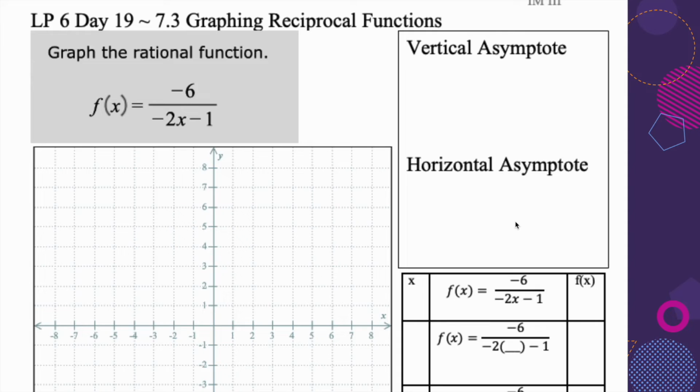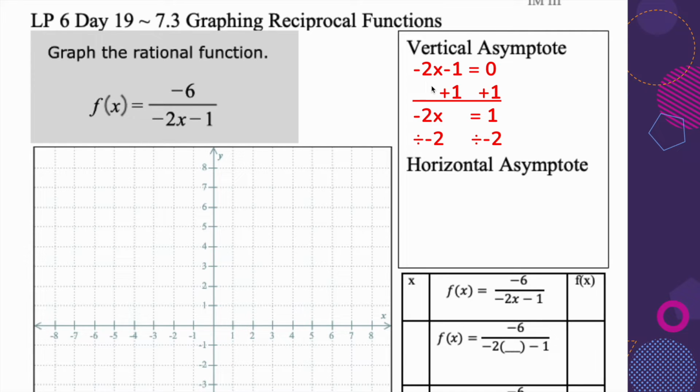Okay, so we're going to continue with graphing these reciprocal functions and looking at our vertical and horizontal asymptotes. So here we're going to graph the function -6 over -2x minus 1. So remember, the vertical asymptote, our limit line, has to do with our denominator equaling 0. So you can see I have -2x minus 1 equals 0.